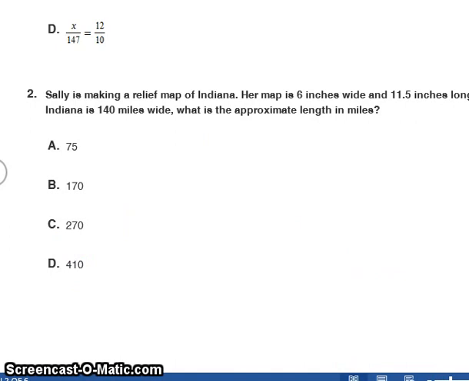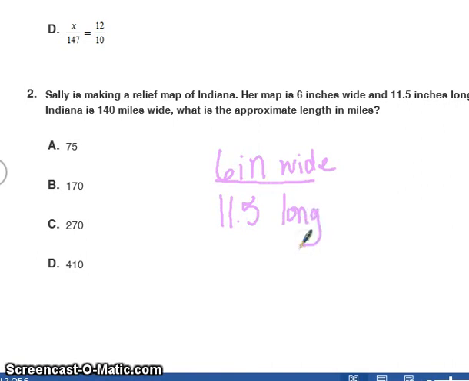Number 2, Sally is making a relief map of Indiana. Her map is 6 inches wide and 11.5 inches long. If Indiana is 140 miles wide, what is the approximate length in miles? This is where you're writing those words, even though it takes another 3 seconds, it's really going to help you out. I know 140 miles is the width of Indiana, so I'll put a variable. You can use x or L for how long Indiana is.